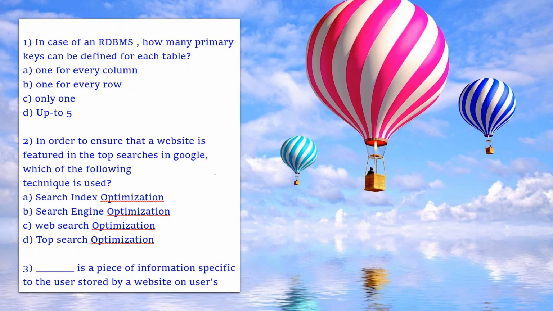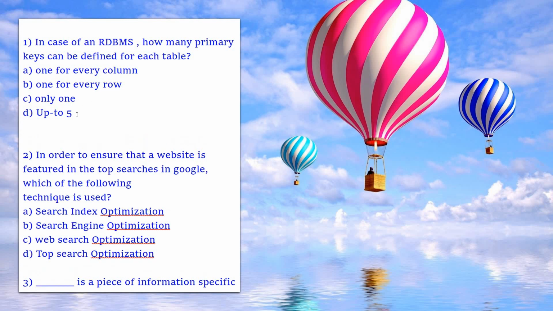So the first question is: in case of an RDBMS, how many primary keys can be defined for each table? The options are 1 for every column, 1 for every row, only 1, as well as up to 5. In an RDBMS, the Relational Database Management System, there will be only one primary key for the table. So out of 4 options, only one, that is option C, is the correct answer.